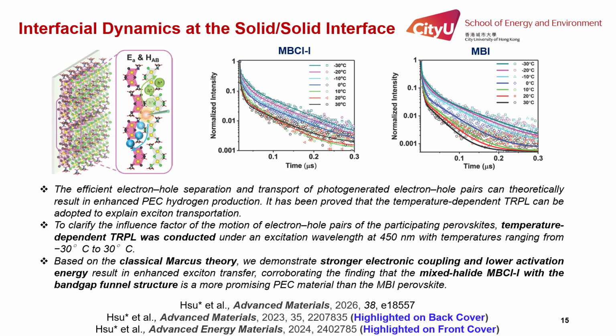To further understand interfacial dynamics at the solid-solid interface for the bandgap funnel structure in perovskite photocatalyst, we measure temperature-dependent transient photoluminescence with temperatures ranging from -30 to 30 degrees Celsius. Based on the classical Marcus theory combined with the Arrhenius equation, we certify the mixed halide MBCl-I with the bandgap funnel structure shows stronger electronic coupling and lower activation energy, resulting in enhanced exciton transport.